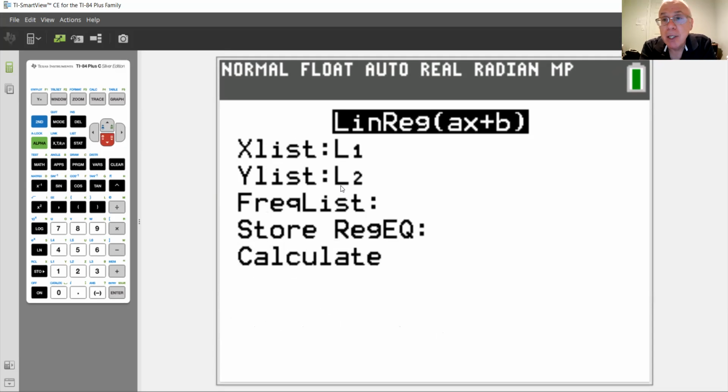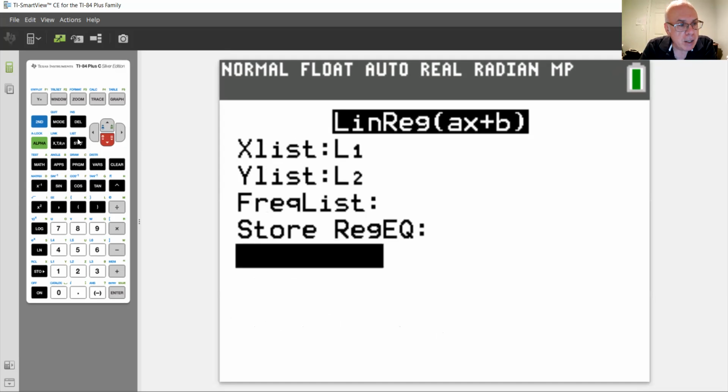Now, by the way, if you have an 83 calculator, you won't see this on your screen. It's going to be sort of like a blank screen, and you're going to type in, using second 1 for L1, second 1, comma, second 2, because it's going to ask for the X variable list first, and then comma, the Y variable list second, and then hit enter, right?